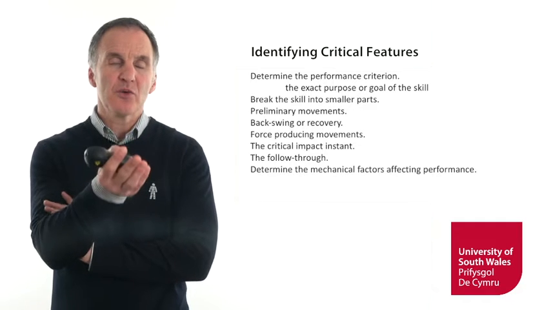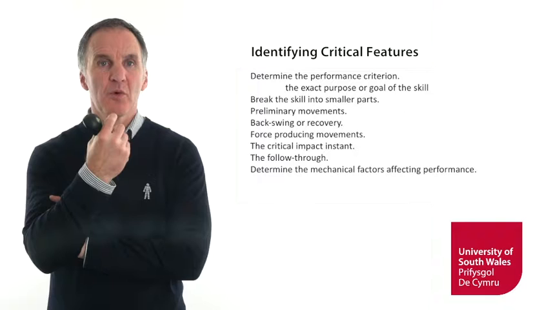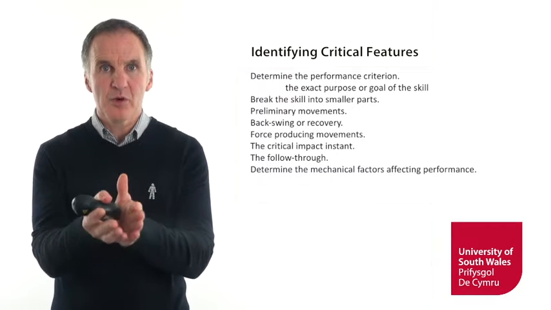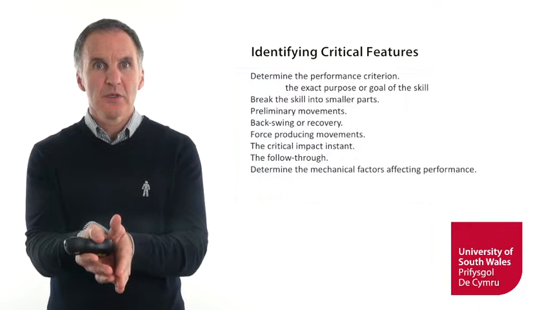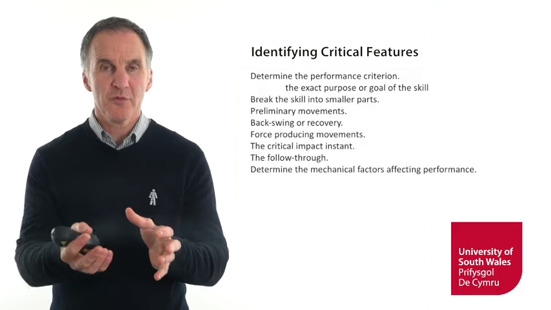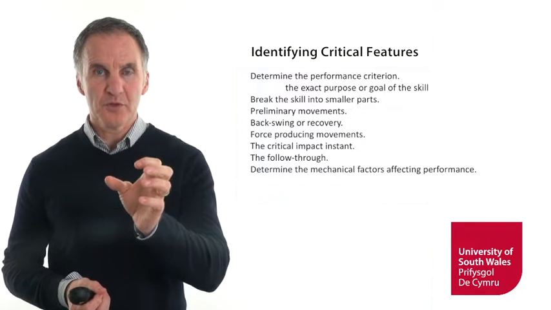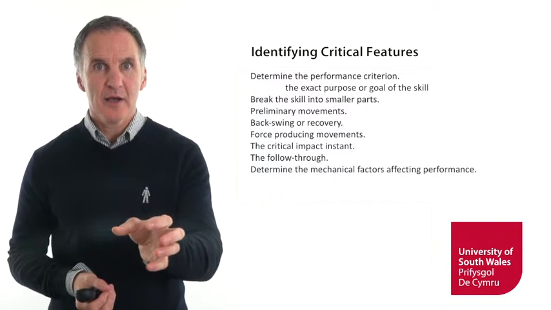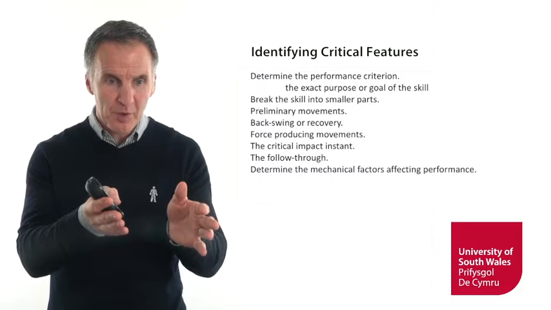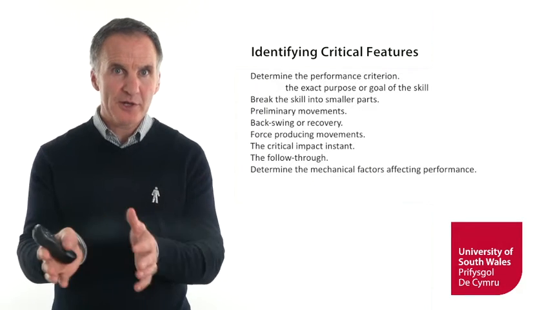When we look at a skill, whatever skill we look at, we have to determine a performance criterion. What is the purpose? What is the goal of the skill? We have to be able to break a skill down. If I'm teaching a young child and I want them to perform the movement or the skill competently, I have to look at what the skill is made up of. What are all the parts that constitute the whole? Can I break the skill down into smaller parts?